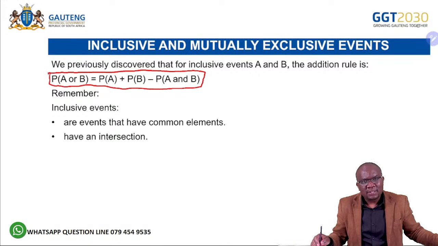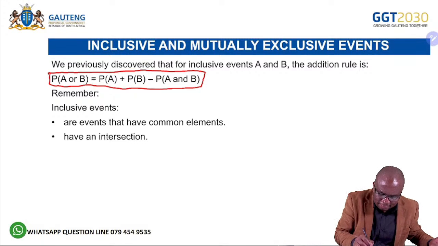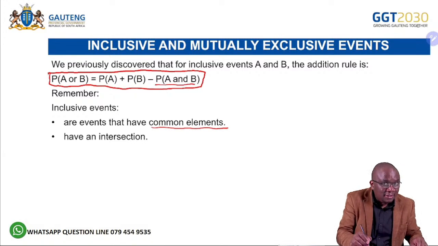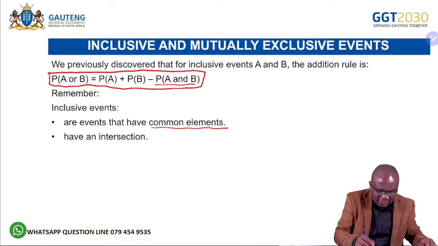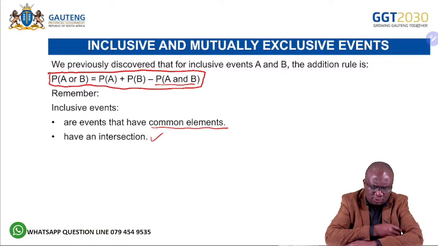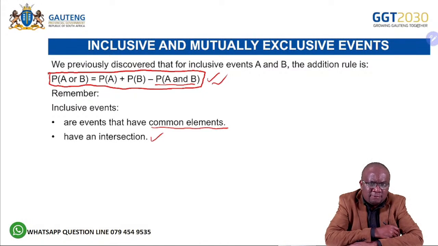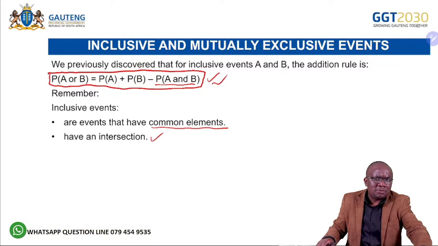Remember, grade 10s. Inclusive events are events that have common elements that overlap. Probability of A and B, there is a value for it, which is not 0. Okay? They have an intersection. So what do you think will happen to this formula if we talk of mutually exclusive events where the probability of A and B is 0? What is going to happen?